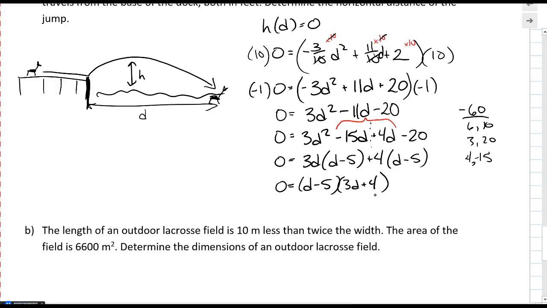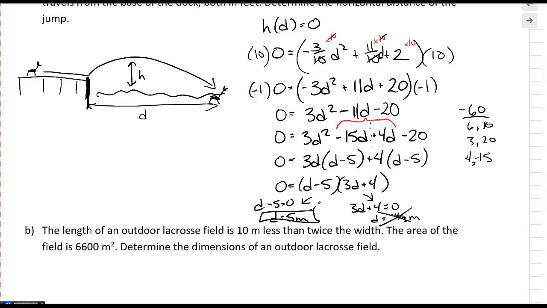I still don't know my horizontal distance, my d. So I'm going to plug these in. D minus 5 equals 0, so d would be positive 5 meters. Or I could have 3d plus 4 equals 0, so d equals negative 4/3 meters. We look at what is happening in this scenario. Would a dog jump negative 4/3 of a meter? No, which means we only actually have one legitimate answer, and that would be d is 5 meters.